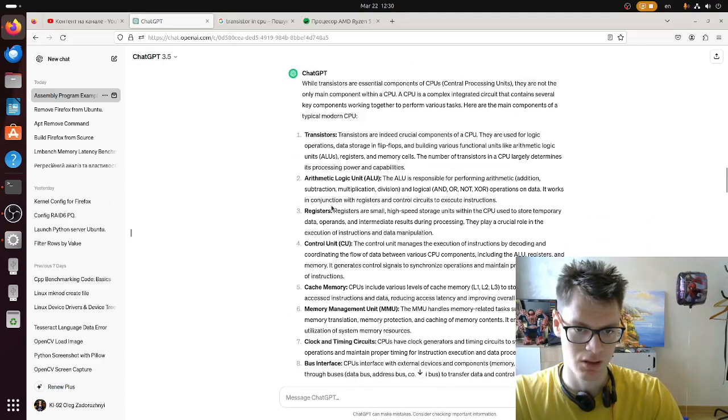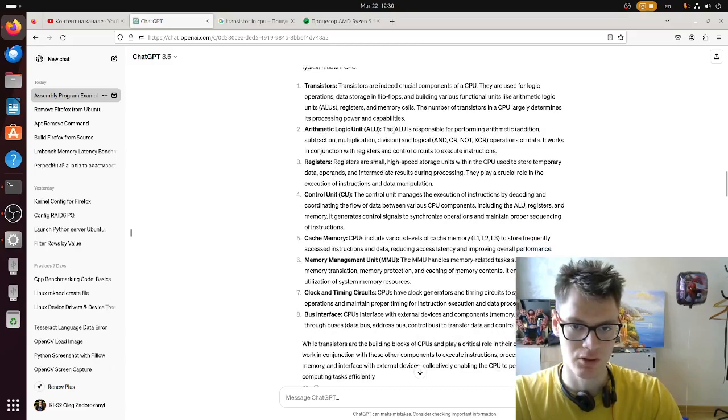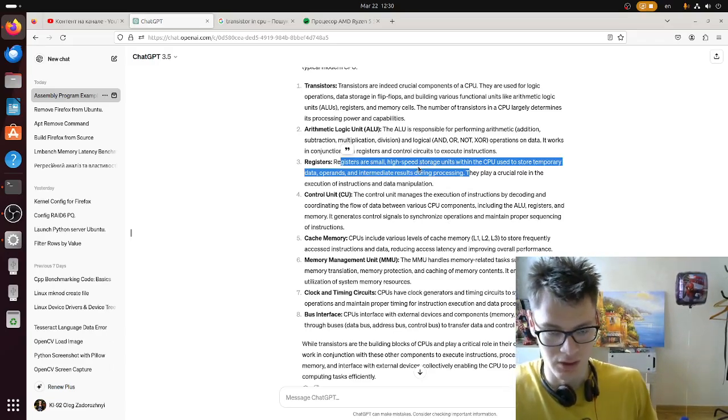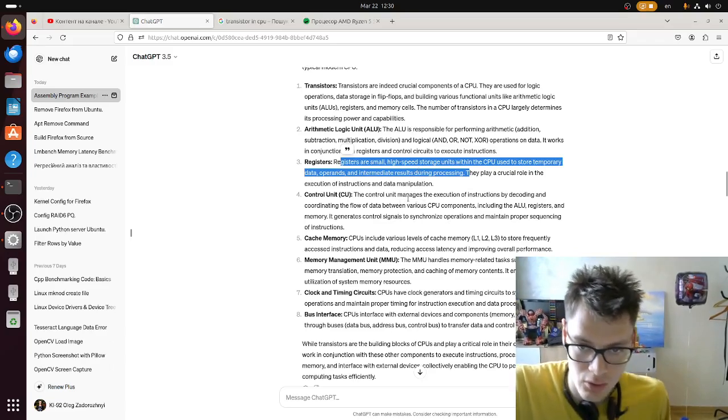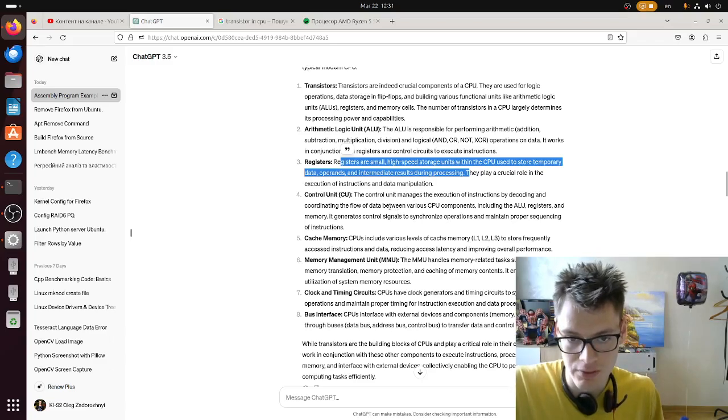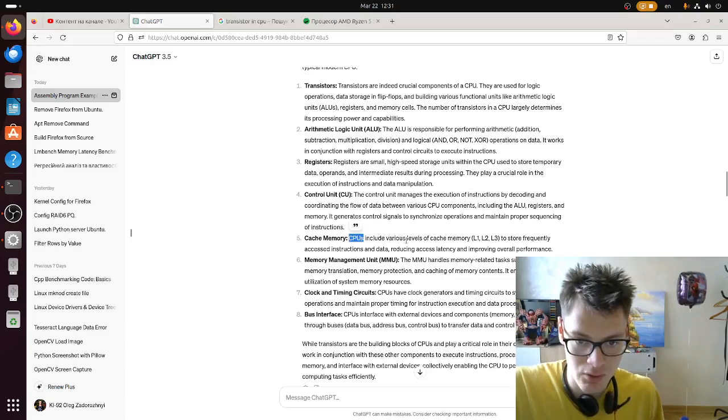Okay, I have asked something here. There is also the arithmetic logic unit. It's like another kind of CPU part that just performs functions for the CPU. Registers are like a storage unit, a storage that the CPU uses for temporary things. Control unit: the control unit manages the execution of instructions by decoding and coordinating the flow of data between various CPU components. So this is like a coordinator. Cache memory: the CPU includes various levels of cache memory to store frequently accessed instructions and data.